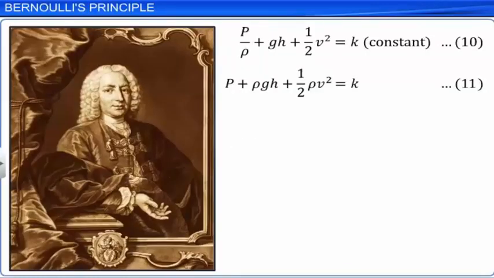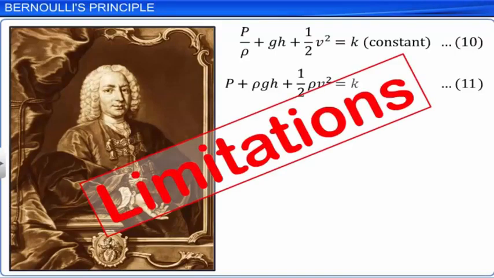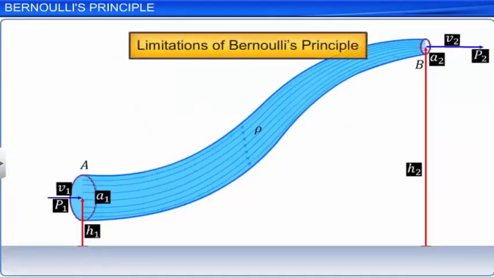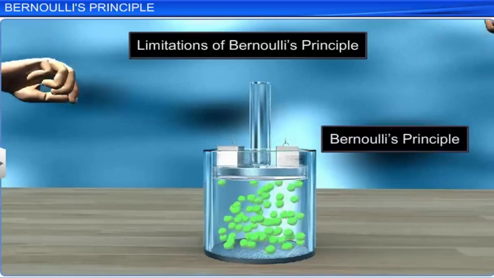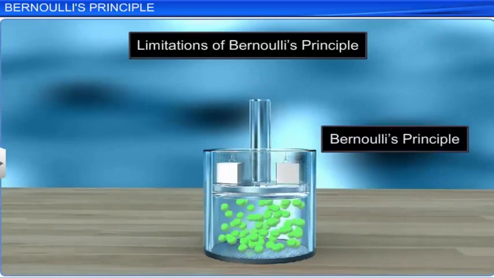Bernoulli's principle, however, has some limitations. Bernoulli's principle is applicable only to ideal fluids, that is, irrotational, incompressible and non-viscous fluids in a streamlined flow. If a fluid is compressible, as is generally the case with gases, volumes do not remain constant and hence density does not remain constant. Thus, we cannot apply Bernoulli's principle to situations such as this.